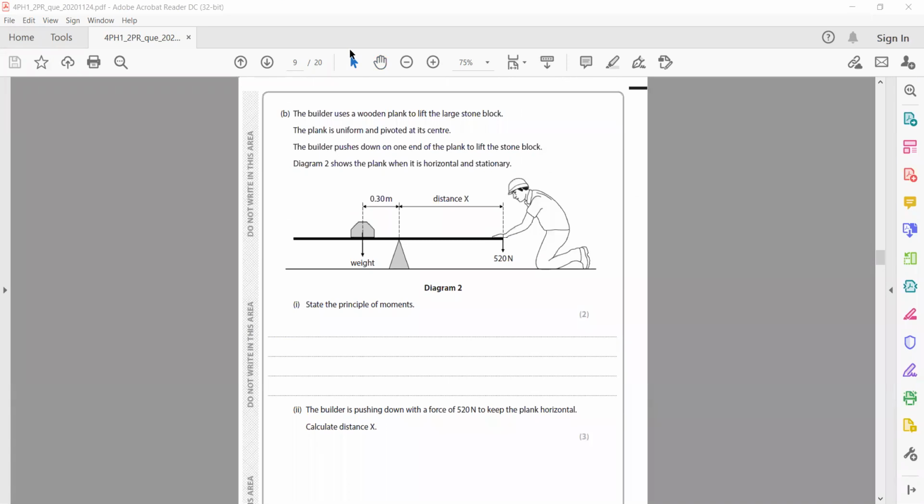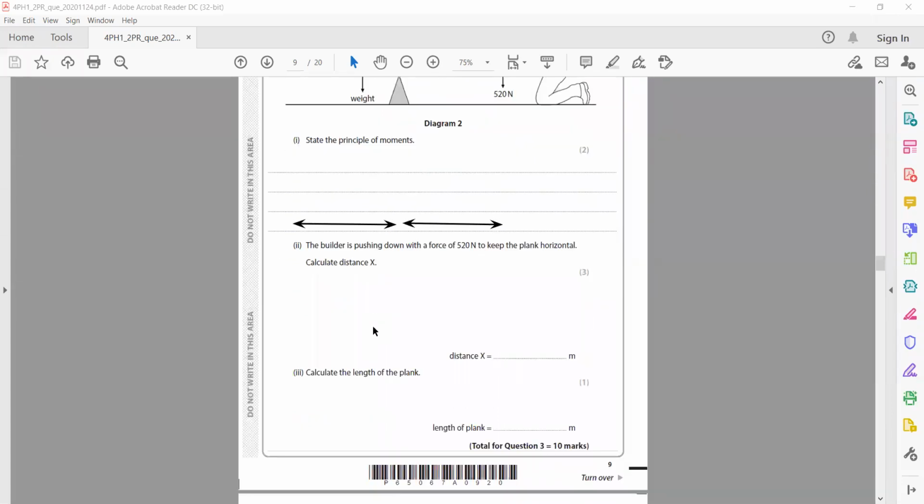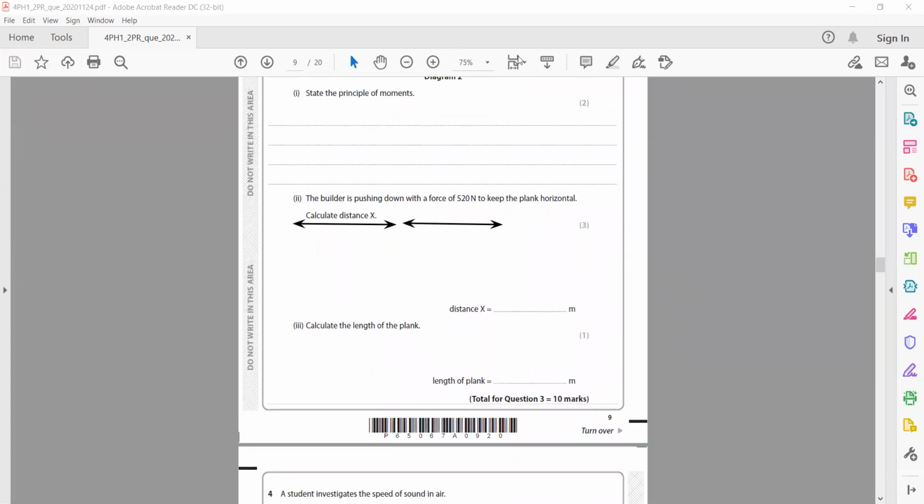Calculate the length of a plank. Because the pivot is placed at the center, if this half was 0.75, the other half will also be 0.75. So it will be the sum of 0.75 plus 0.75, equal to 1.5 meter.